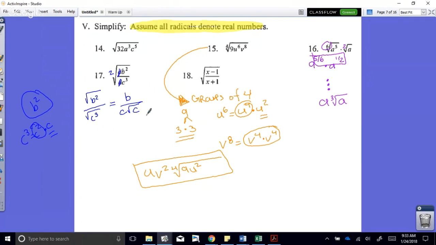And this is pretty simplified. The only thing that we don't like about it is that root c in the bottom. So we're going to multiply by a fancy one, the square root of c over the square root of c. Square root of c times square root of c on the bottom just gives you c. So I have a c that was already there, and I now have another c. On top, b times root c is just b root c. C times c is c to the 2nd. So my final answer is b root c all over c to the 2nd.